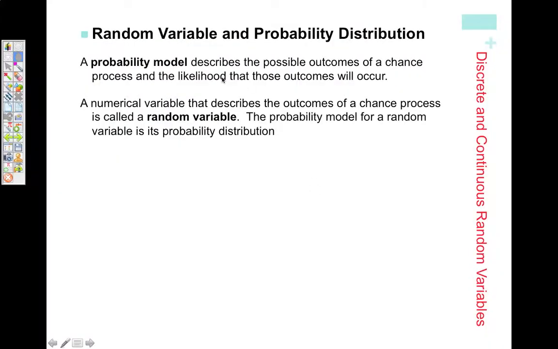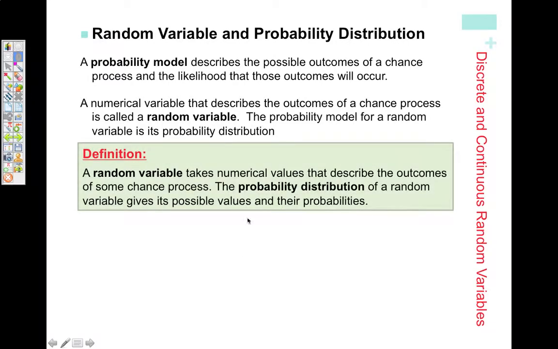So first, let's talk about some basic terms, some big ideas that are going to be overarching in these sections. So a probability model, we've seen this, it describes the possible outcomes of a chance process and the likelihood that those outcomes will occur. We've seen those in tables quite frequently. A numerical variable that describes the outcomes is called a random variable. The probability model for a random variable is called a probability distribution. So here's the big definition box, basically says the same thing as above it.